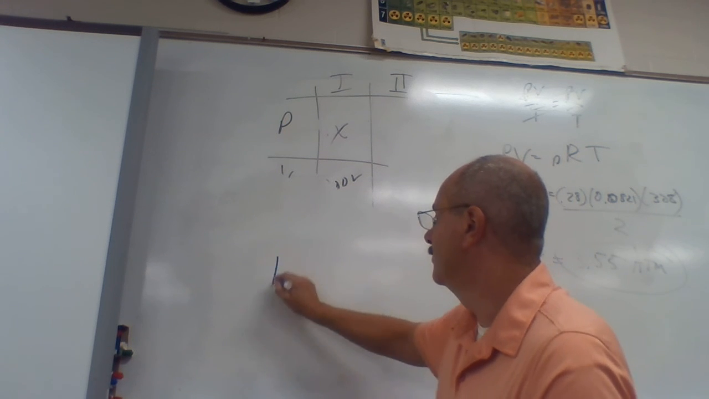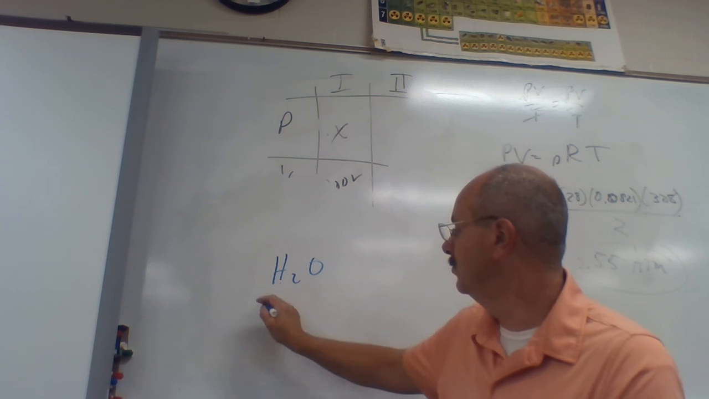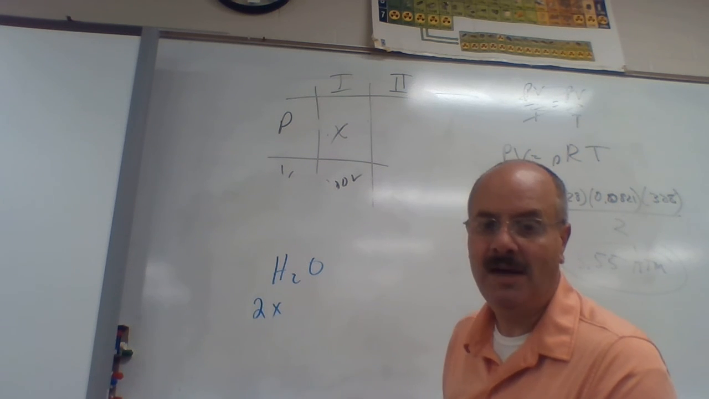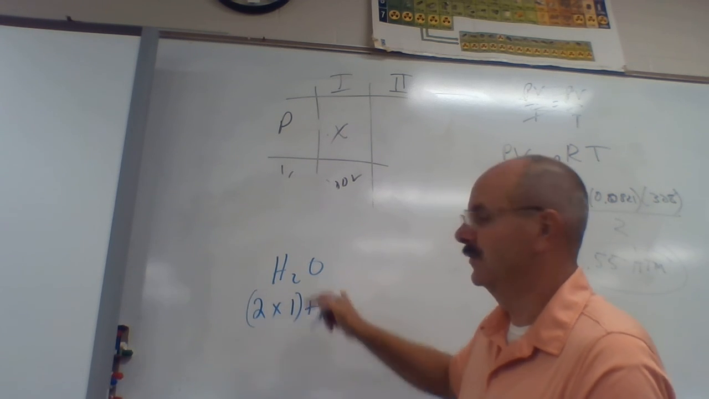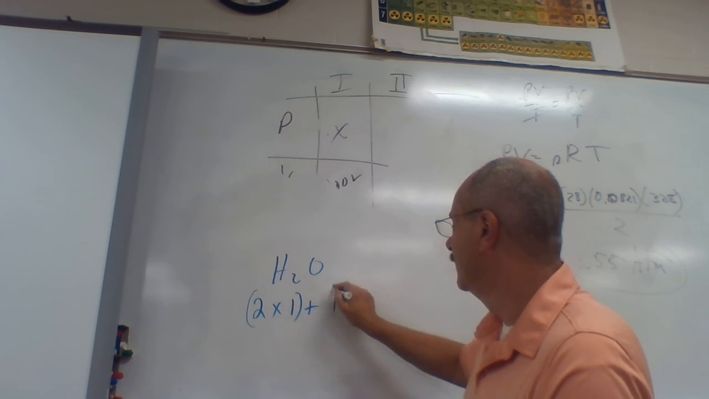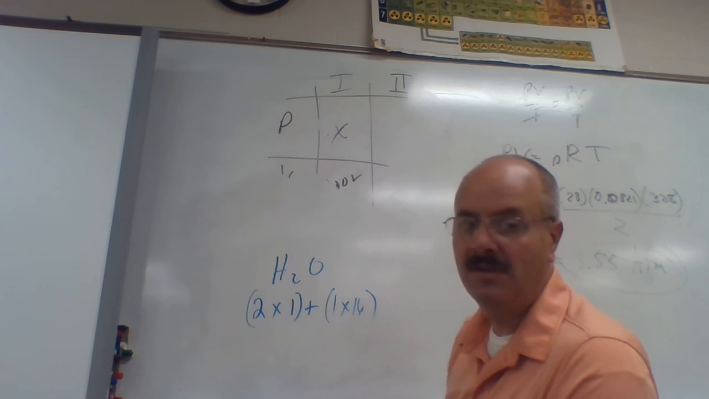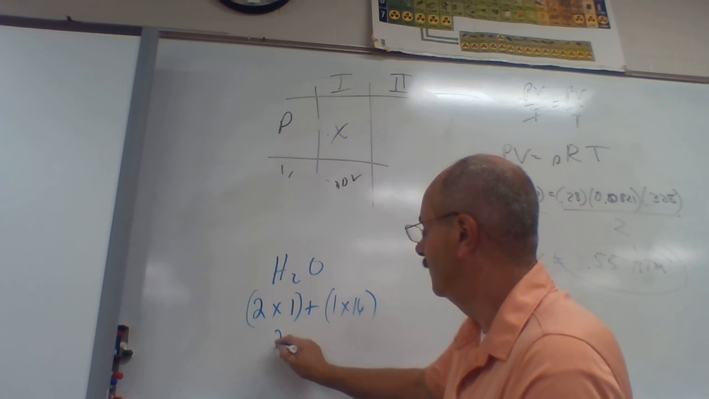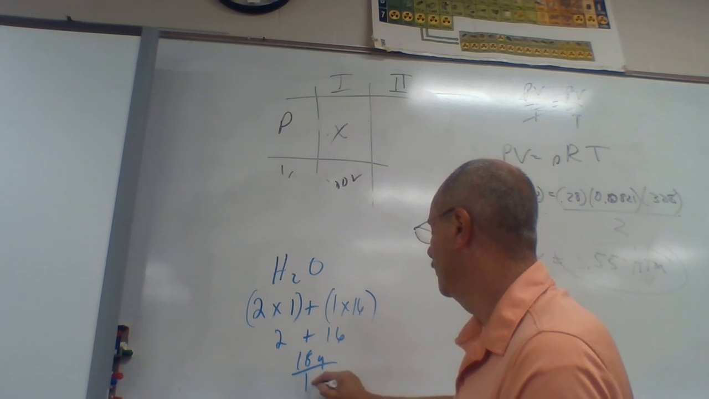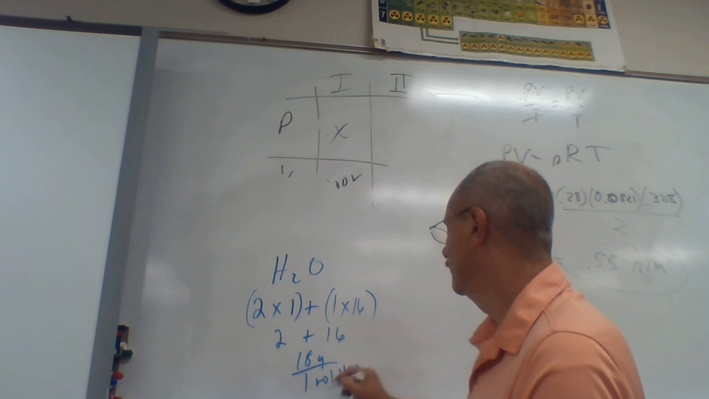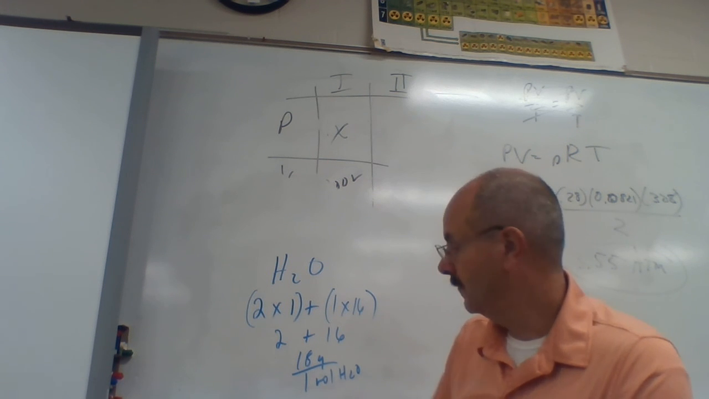The second one I have in your notes was water. Well, in this one, how many H's are there? Well, there's 2. So it's 2 times the mass of hydrogen, which is 1 from the periodic table, plus there's an oxygen there, so 1 oxygen times its mass, which is 16 from the periodic table. That's everything that's there. Now I add all this up, so this is 2 plus 16, so that's 18 grams per 1 mole of water. So that's 18 grams of water per 1 mole of water. All right.